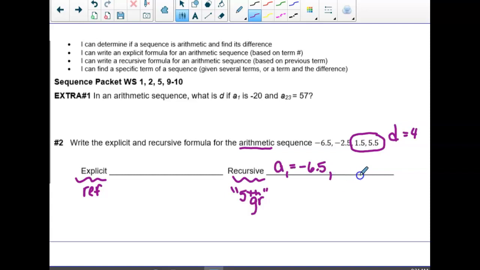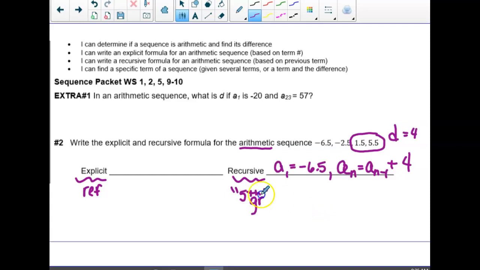And then we kept doing what? Adding 4. How do we write that? We added 4 to the previous term. A sub n equals the previous term plus 4. You have to know that that means recursive, that's what it's looking for. Okay, not on the reference sheet.